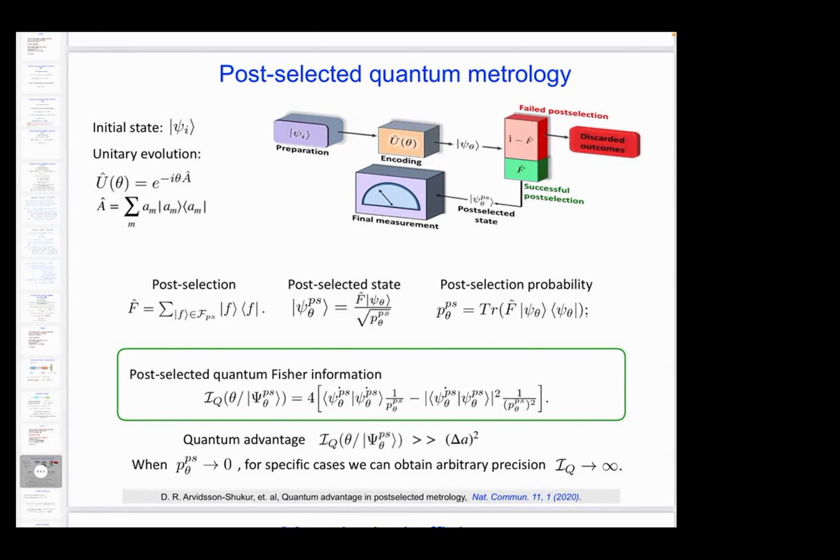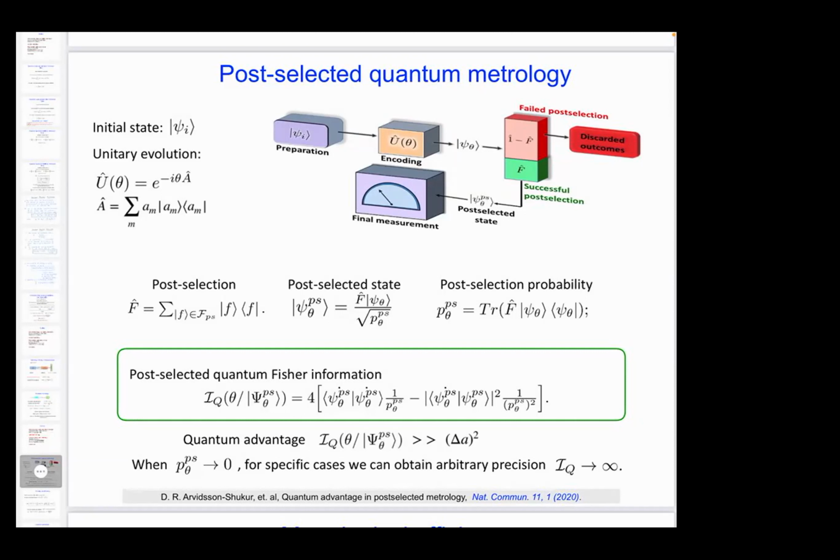Now here, notice that your post-selection has to be at least a rank-2 projector, right? If you are having only a single projector, that would not be a post-selection. That is just a measurement. So you need to have at least a rank-2 projector in the post-selection block, this A prime, right? After the post-selection, the psi theta PS is the post-selection state, and this is the post-selection probability.